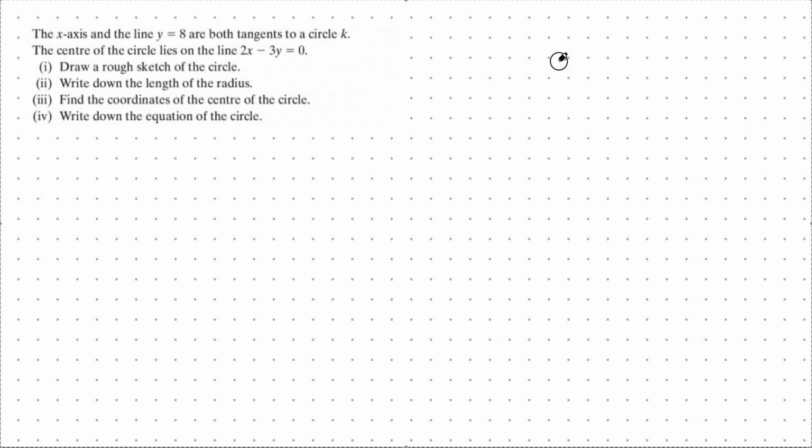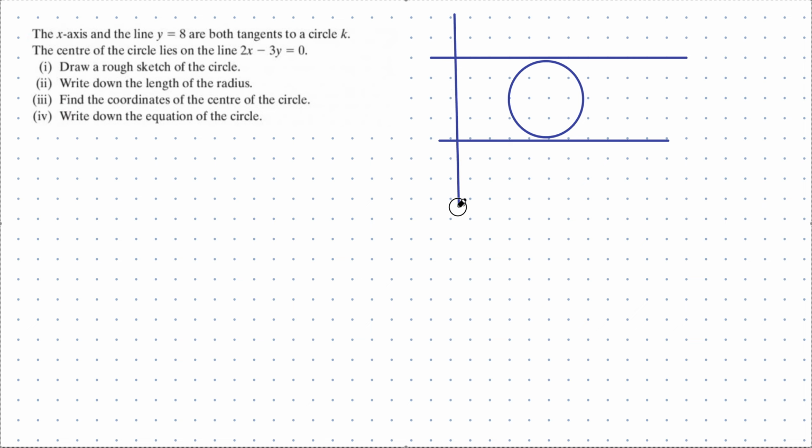So they're telling us that the x-axis and the line y is equal to 8 are both tangents to the circle. So I'm just going to draw a circle. I'm going to draw the x-axis. And then the line y equals 8. That is a flat line that goes straight across at 8. Okay, so there's our x-axis along the bottom here. There's our line y equals 8.